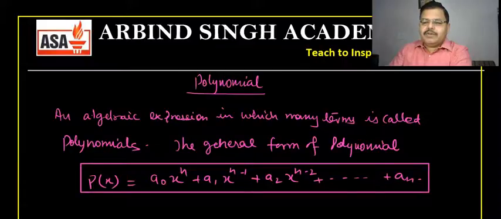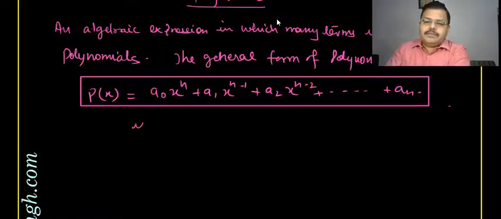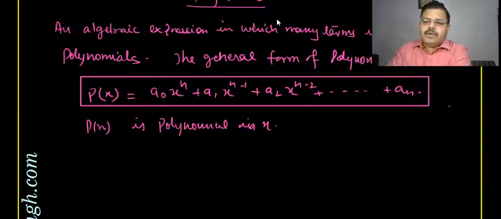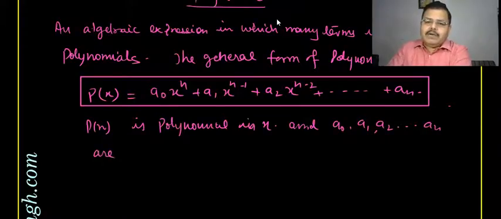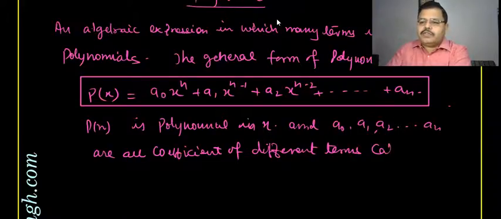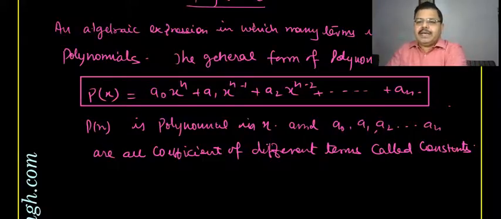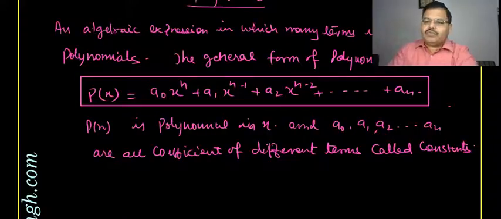Here P(x) is a polynomial in x, where x is a variable, and a0, a1, a2 up to an are all constants, the coefficients of the different terms. Why different terms? I used the words different terms because there is a different power in each term. Here the power of x is n, here the power is n minus 1, and here n minus 2. So these are different terms.